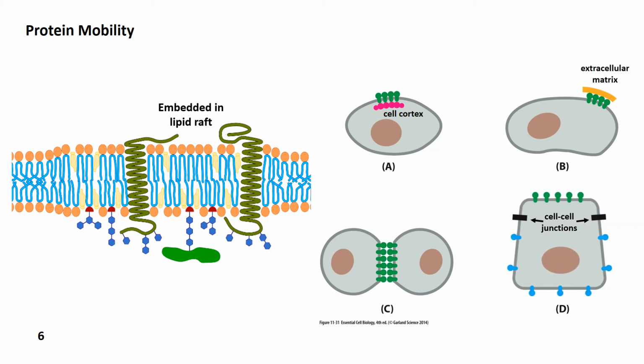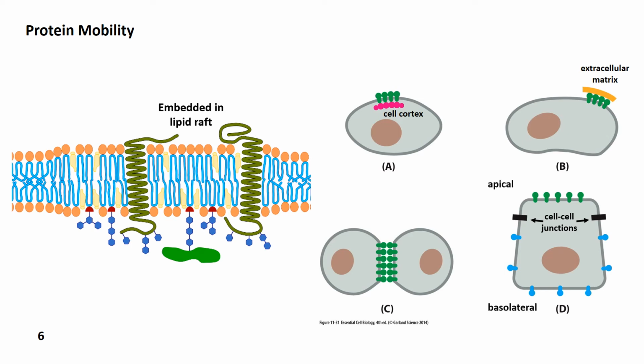Finally, cell-to-cell contact is another mechanism through which protein mobility can be limited. There are specific types of cell-to-cell junctions referred to as tight junctions that preclude the ability of molecules to move between adjacent cells because of the riveting, if you will, of two adjacent cells to one another.